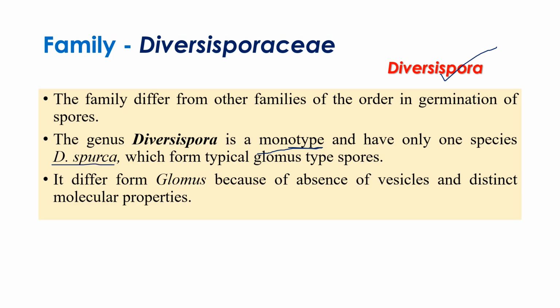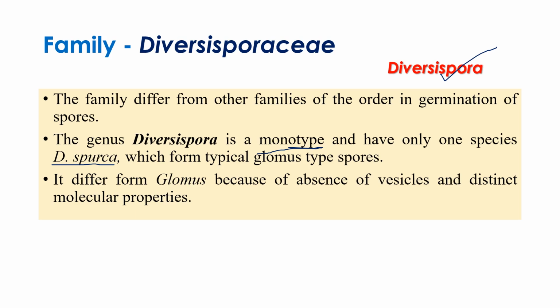We have already discussed what glomus type is. So the spores are typically glomus type only, but they produce vesicles and arbuscules. Here, when it comes to Diversisporaceae, vesicles are absent and arbuscules are produced most of the time, sometimes not. Generally here they produce glomus type of spores only.